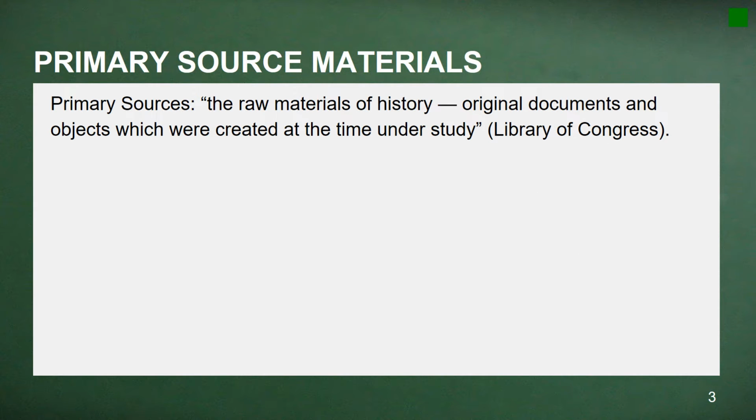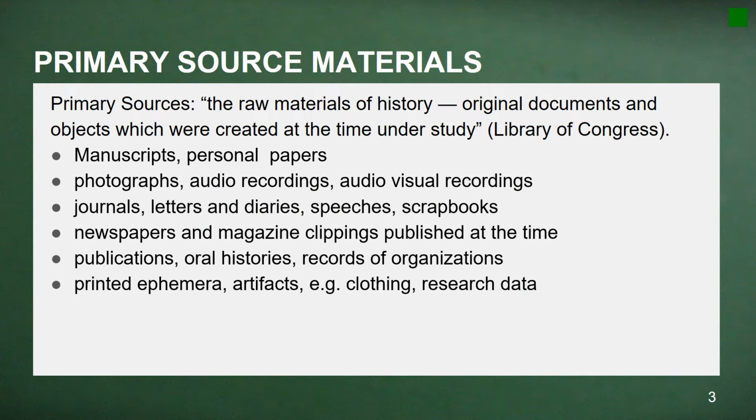So the Library of Congress defines primary sources as the raw materials of history, or original documents and objects which were created at the time under study. So these raw materials such as manuscripts, photographs, diaries, audio recordings, oral histories, speeches, and even artifacts and artwork are very important because they're what researchers and educators can use to write textbooks, scholarly reports, and articles. Primary sources also serve as the basis for nonfiction and fiction works, documentaries, and even movies.